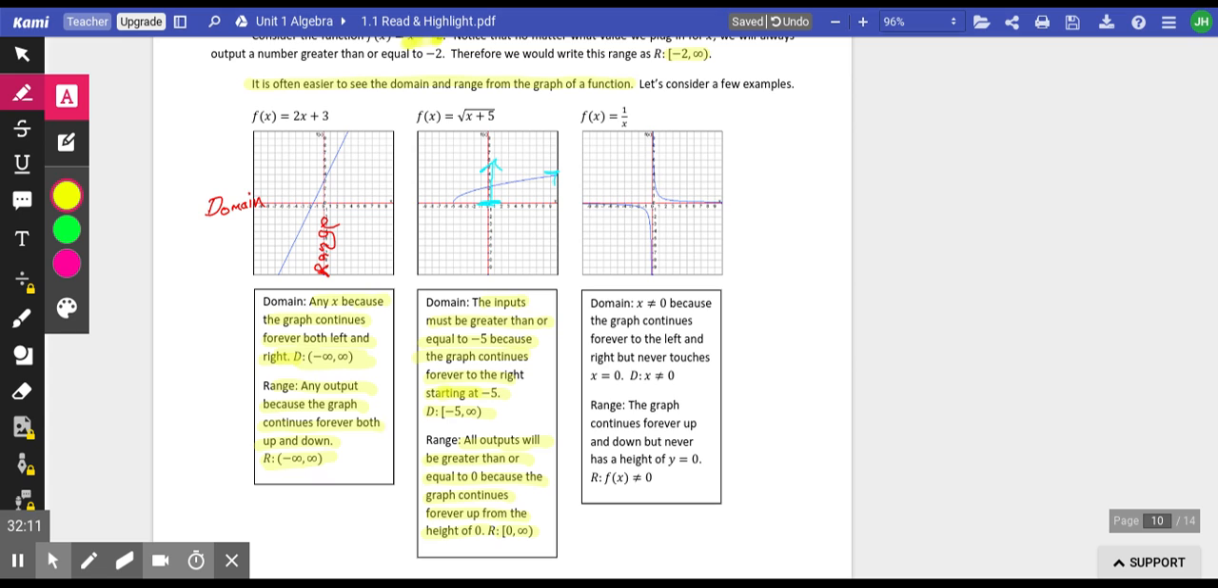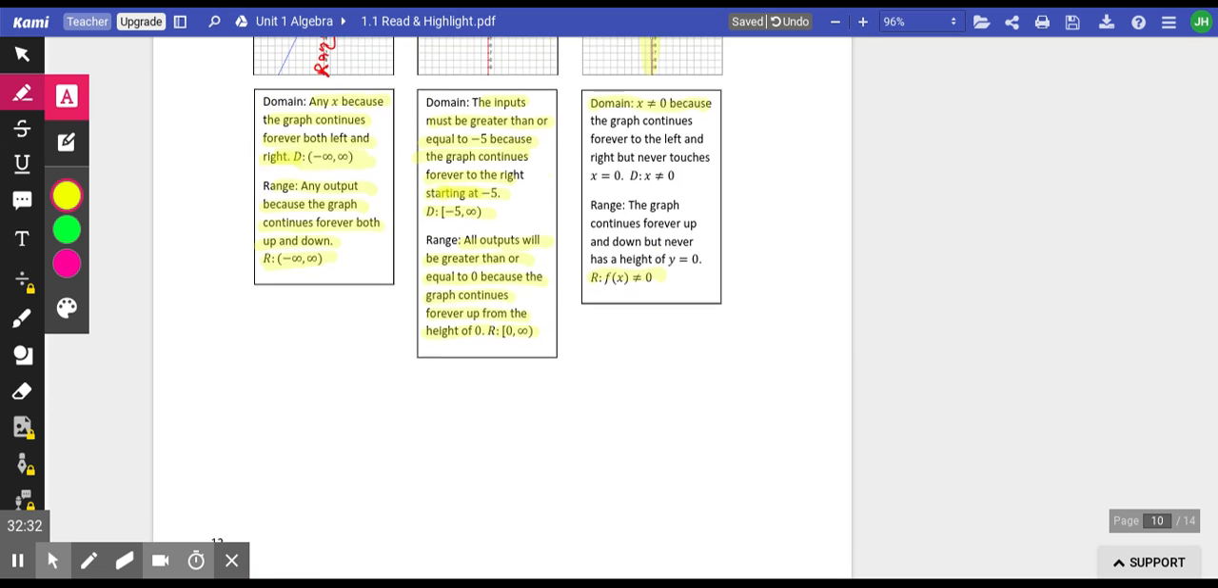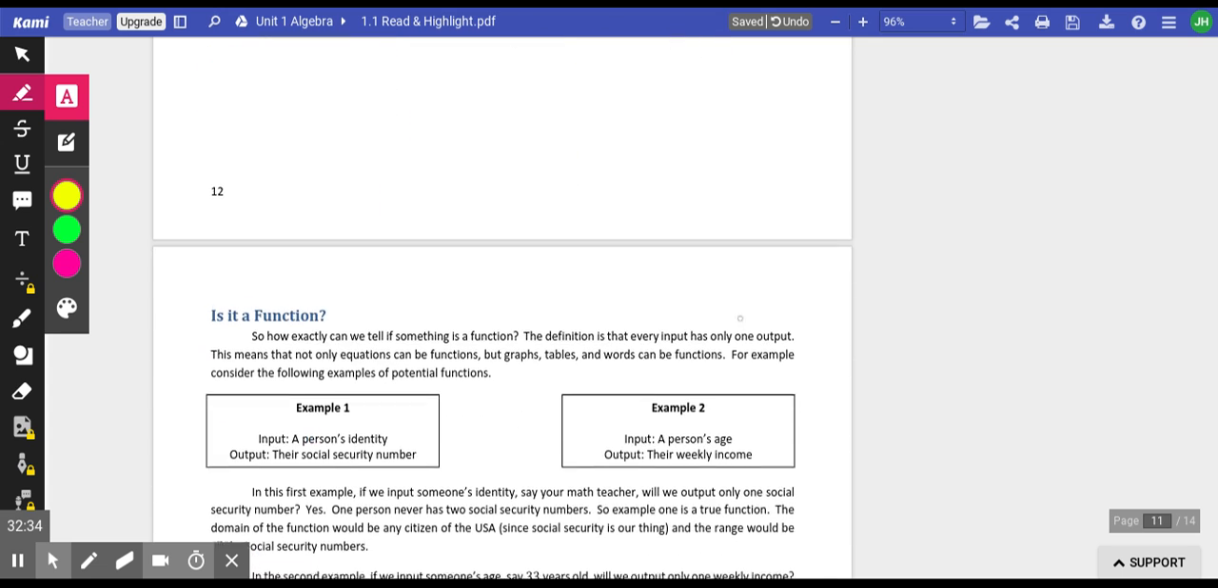And I can look at the next one. Well, this one goes everywhere except in the middle. It goes forever in both directions except for the middle. So the domain is not equal to 0 and the range is not equal to 0. So I think I'm starting to get this domain and range. Domain and range is the input and output.